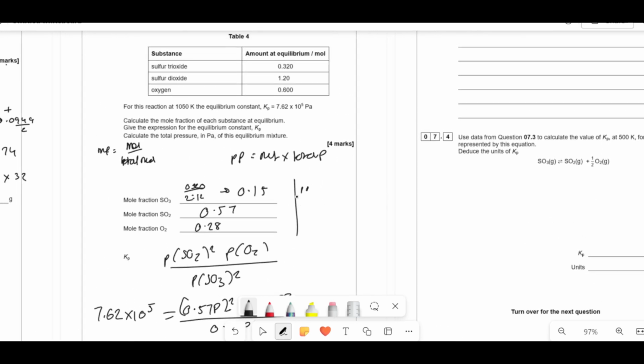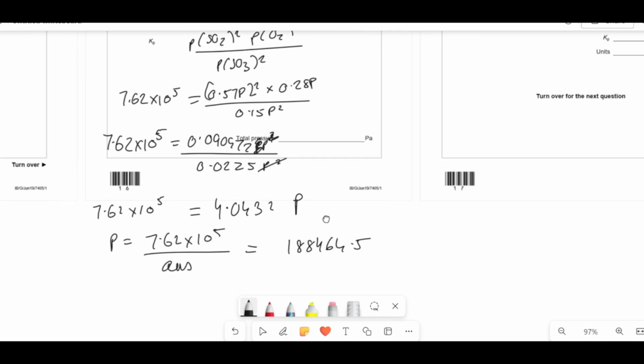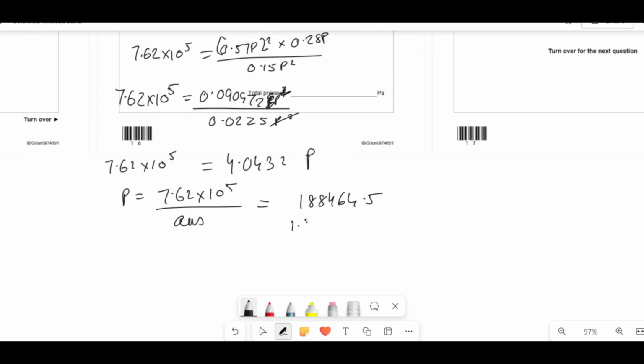And what did they actually want us to work out? They just wanted the total pressure. So we're going to stick to the number of significant figures they've given us, so 1.88, and I'm going to do it in standard form. So 1.88 times 10 to the 5.